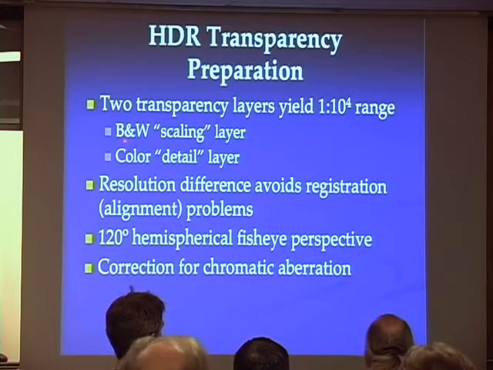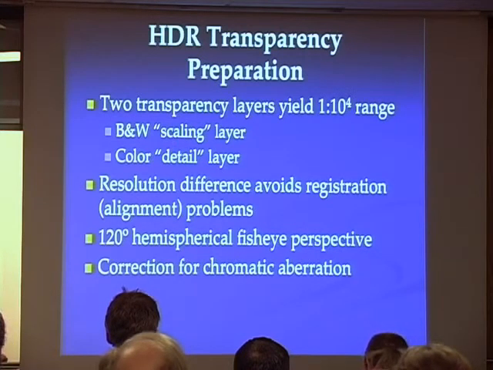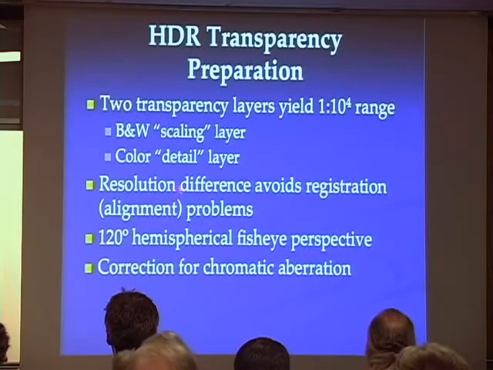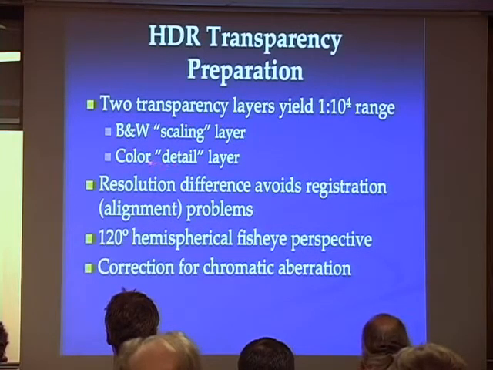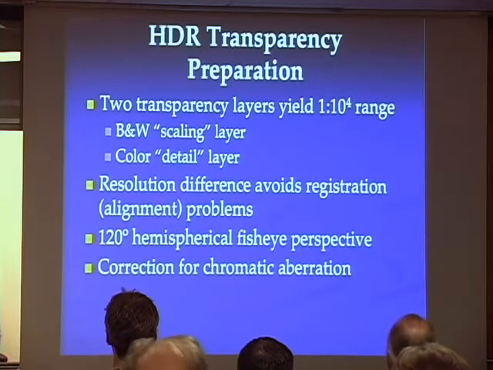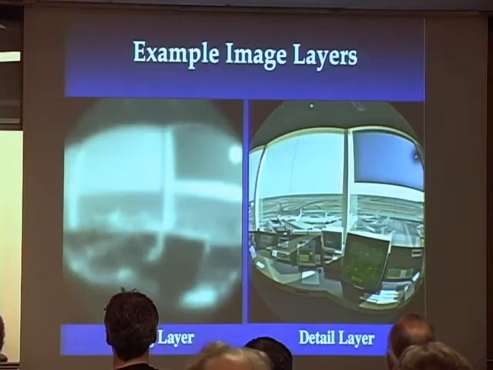And then we prepare two transparencies. Now, even if you used a single transparency, you could get close to 3 orders of magnitude if the film recorder permitted it, but none of the film recorders are that good, at least none of the ones I have access to. So what I did instead is I have these 2 layers, a black and white layer and a color layer, but if you had them at the same resolution, you'd have all sorts of registration and parallax problems. So we use different resolutions in the different layers to avoid that. And then the LEEP optics have this nice wide perspective, and then there has to be a correction for chromatic aberration.